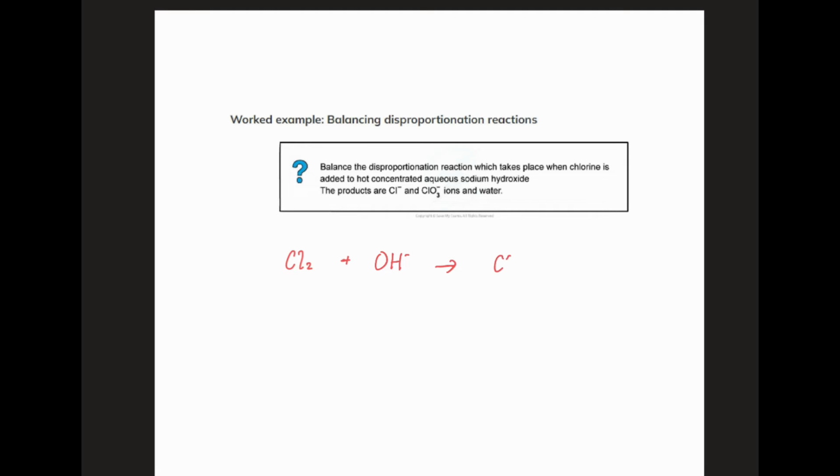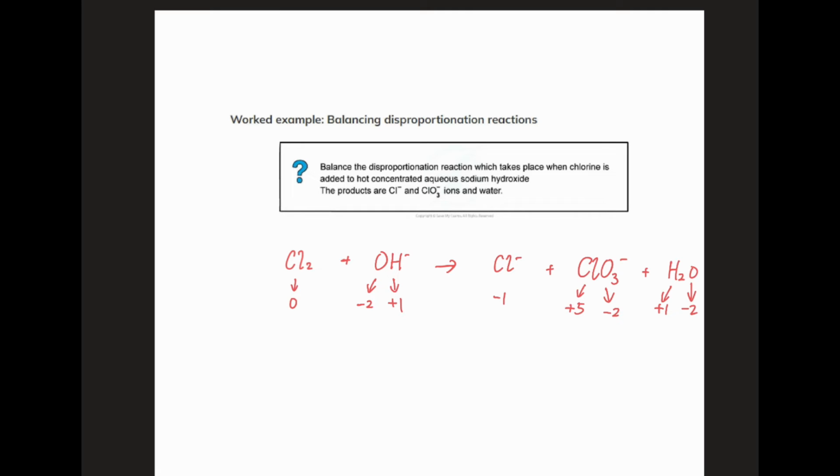So what we can do here is we put hydroxide, and then they form chloride, followed by chlorate 5, followed by water, H2O. I will just write down the oxidation number for each of these: 0, -2, +1, -1, +5, -2, +1, -2.